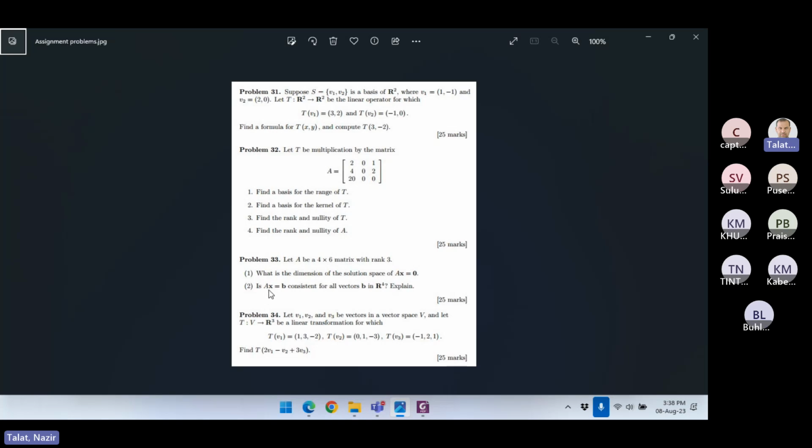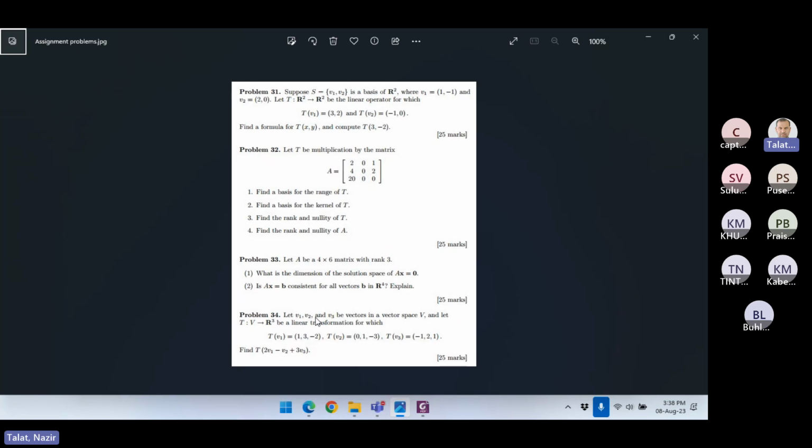And here, if AX equal to b is consistent for all vectors b in R4, is this consistent or not? Consistent means it has a solution for all vectors b in R4. One can also see that if it's not consistent, then what happens in that case? This is the problem, and you can identify its solution.